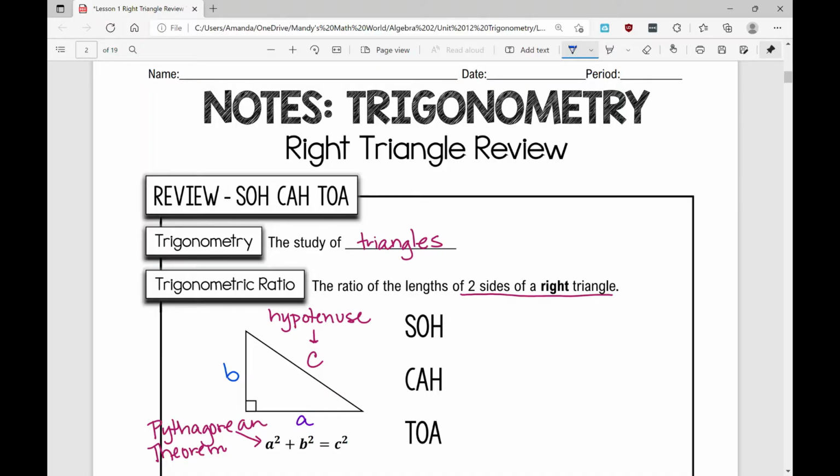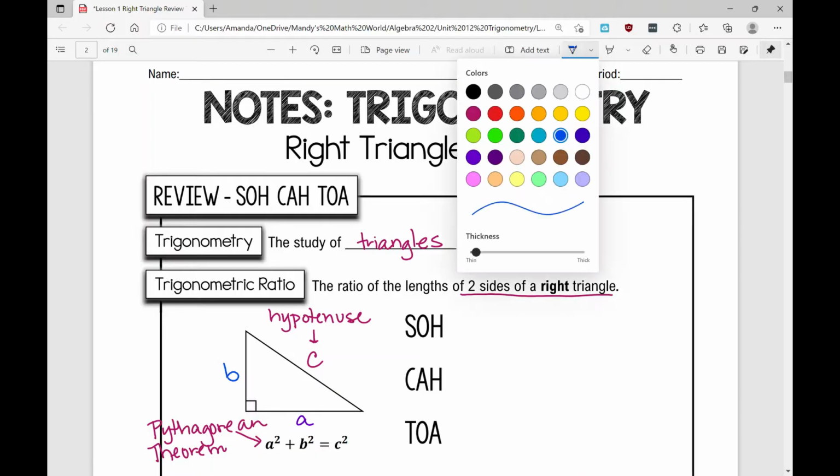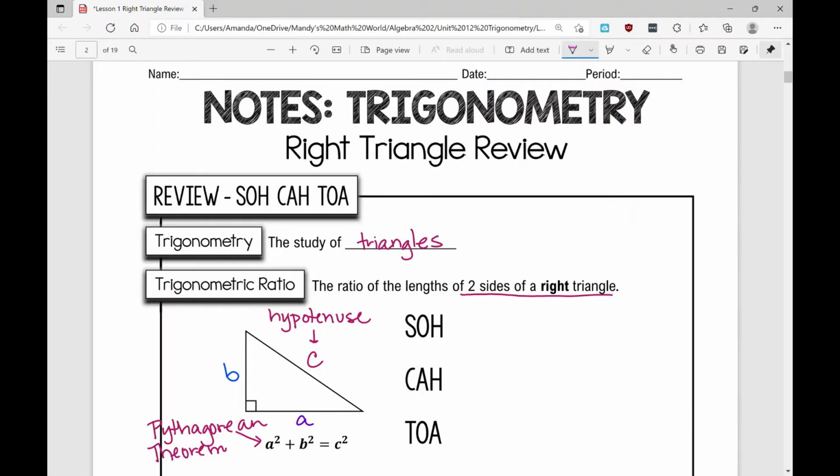So how are these sides related? Well, let's see. I'm going to draw a Greek symbol that's like the letter O, capital O, with a line through it. And that symbol, or letter, is theta. We use theta, which is the Greek letter, to designate an angle when I don't know the angle measure.